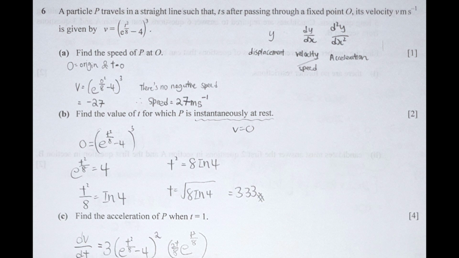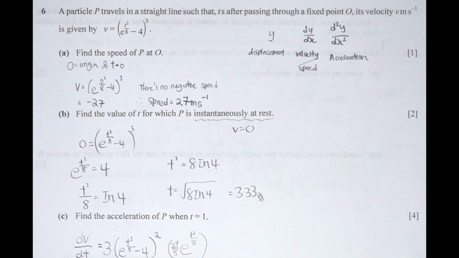As for part C, find the acceleration. So you will see me writing this down always at the top: y, dy/dx, d2y/dx2. These variables represent displacement from the origin, the velocity or speed, and also acceleration. So when they're asking for acceleration, it means I need to get d2y/dx2. In short, I'm required to differentiate the velocity over there.